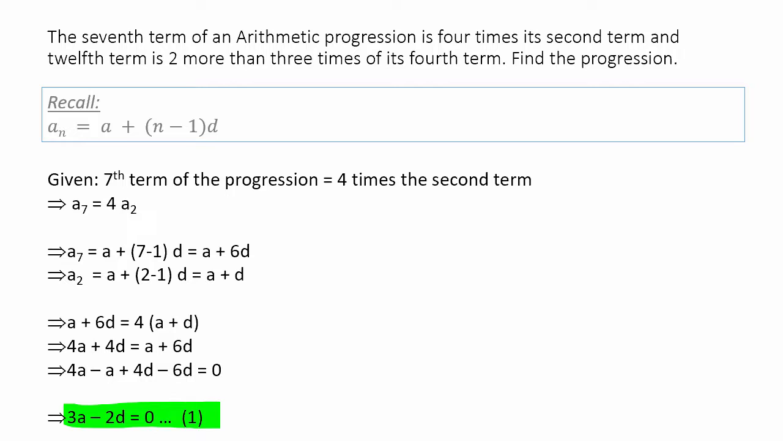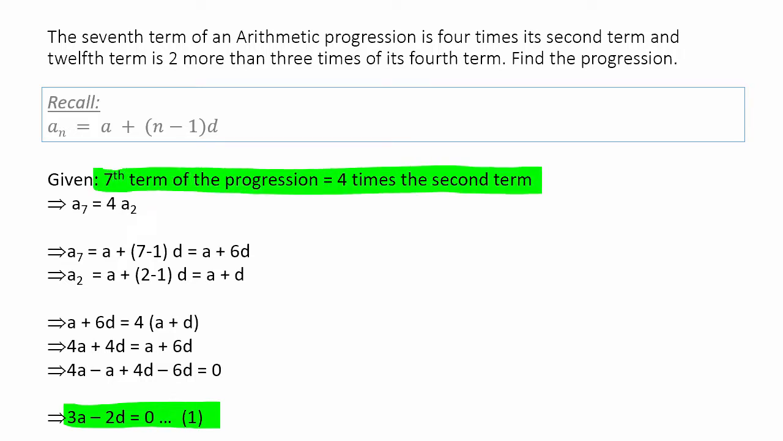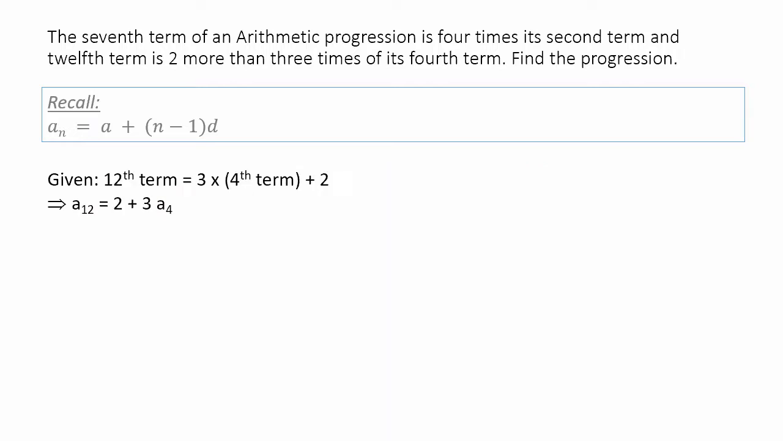We call this equation 1. This was derived based on the first part, that the 7th term of the progression is 4 times the 2nd term. Next, let's look at the second part. The 12th term is 3 times the 4th term plus 2. If we write the equation, A12 is 2 plus 3A4.